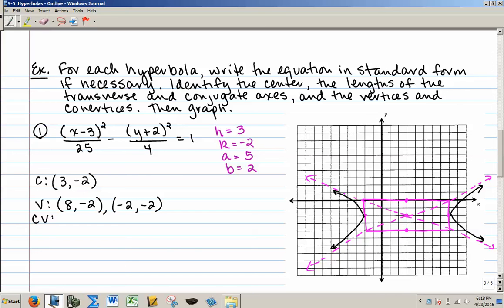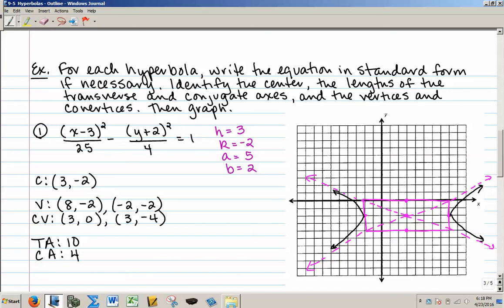My co-vertices are the ones that are going to be up and down. So that's (3, 0) and (3, -4). The length of my transverse axis is 2 times A, and that would be this line right here, going between the vertices. That's 10 units long. And the length of my conjugate axis, that's the vertical line between the co-vertices. It's going to be 2 times B, or 4 units long.